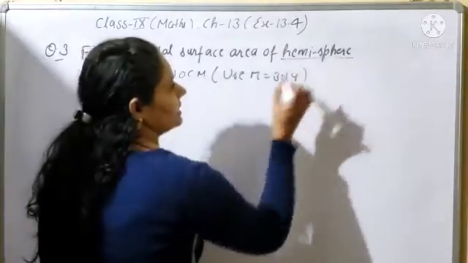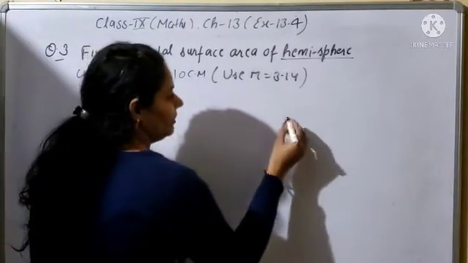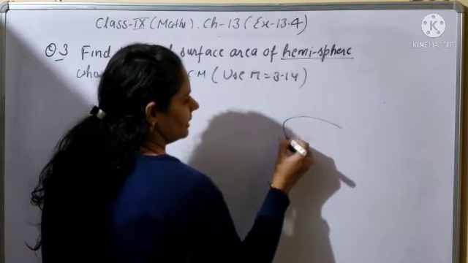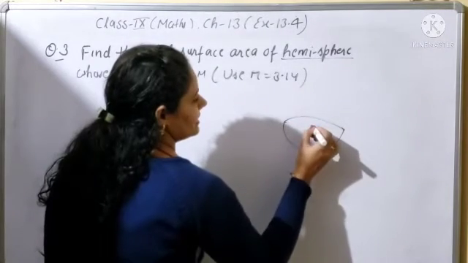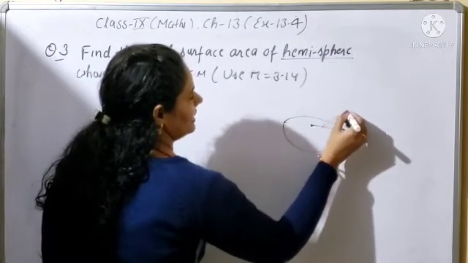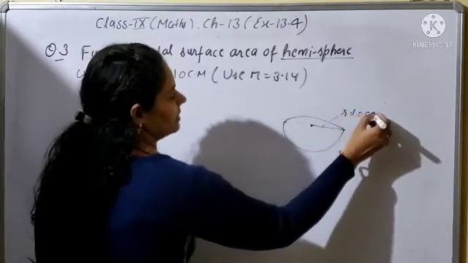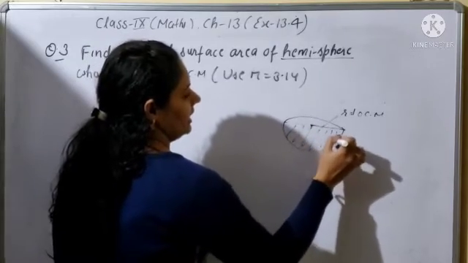Now in this question, what is given? Hemisphere. So what does sphere mean? Like a bowl. But when you are taking the hemisphere, it will be half of the bowl. So it will be like that, and radius is given. So this one will be the radius, and it is given radius is equal to 10 centimeter. This one is like a hemisphere.